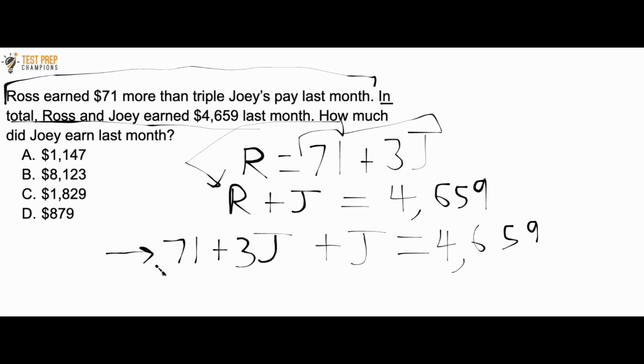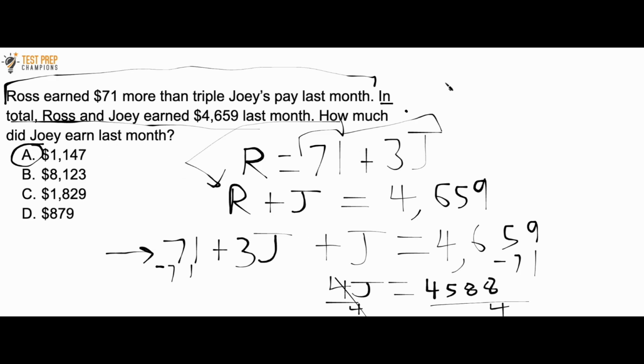Now I'm going to subtract 71 from both sides, and I'm also going to add 3J and J. So 3J plus J gives me 4J. When I do my subtraction, 4,659 minus 71, I get 4,588. Now I want to divide by 4 on both sides. When I divide by 4 on both sides, I see that J equals 1,147. So when all is said and done, the correct answer here is A.